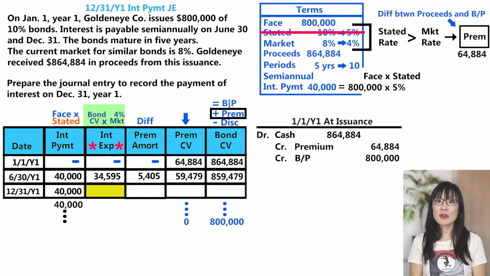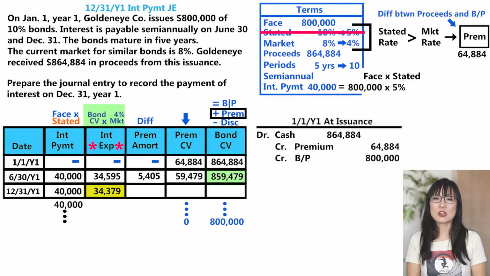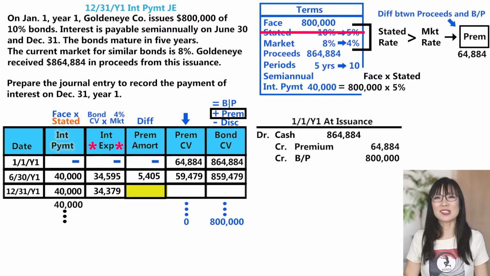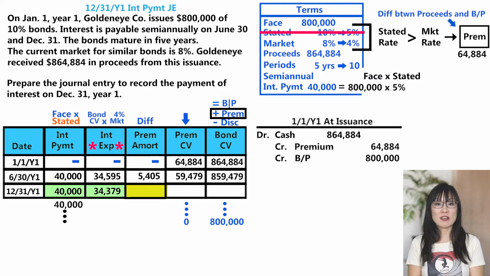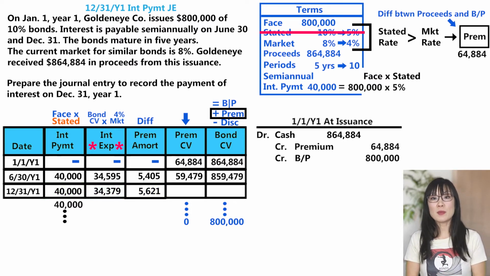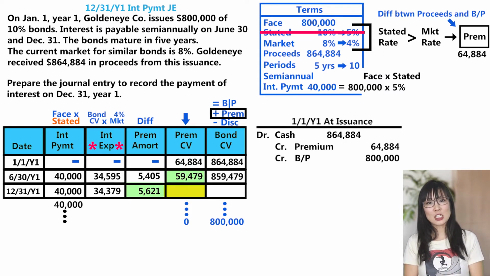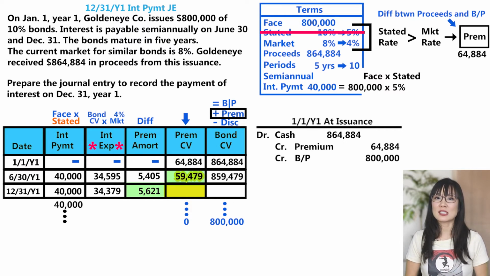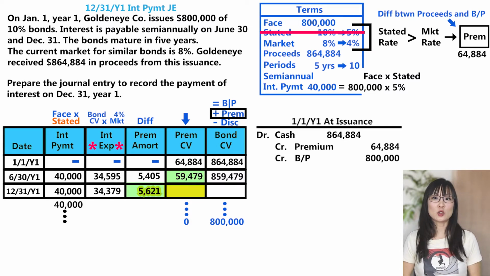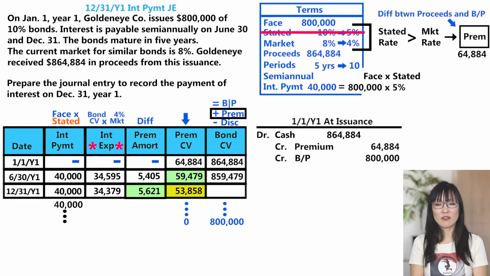We take the previous period's ending bond carry value, 859,479, times the 4% market rate equals 34,379. Next, the amortization is the difference between the interest payment and the interest expense. That's the difference between 40,000 and 34,379 equals 5,621. Then the premium carry value is the previous period's carry value minus this period's amortization. Here, that's 59,479 minus 5,621 equals 53,858.